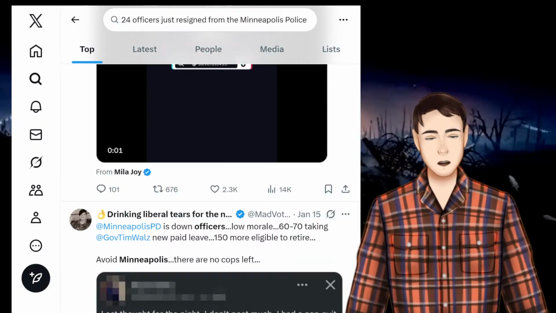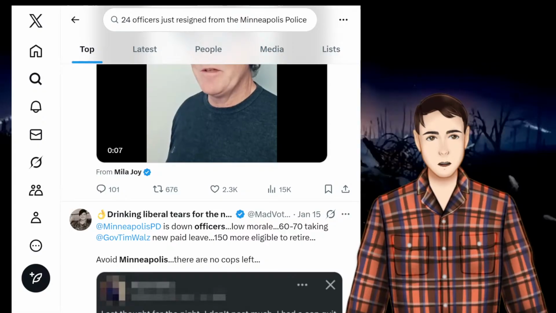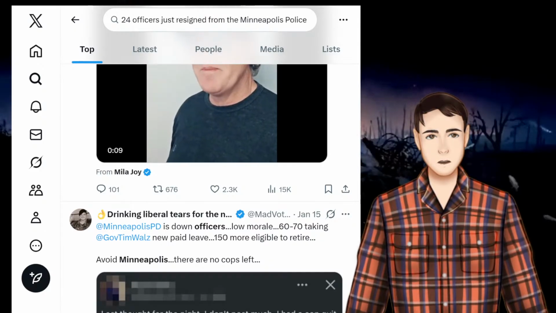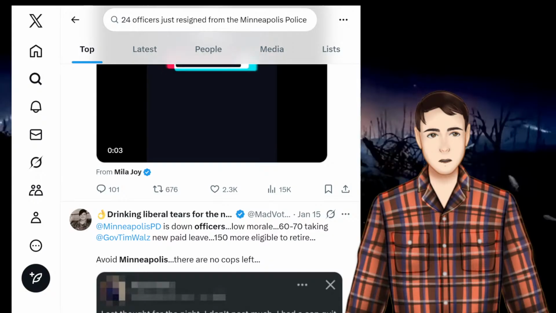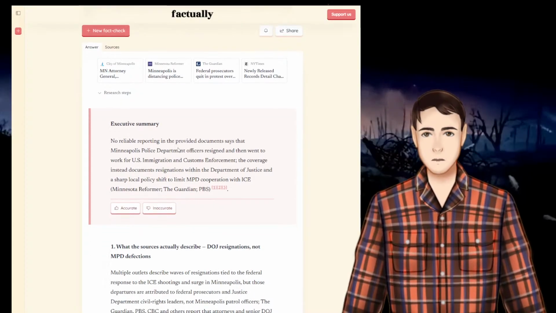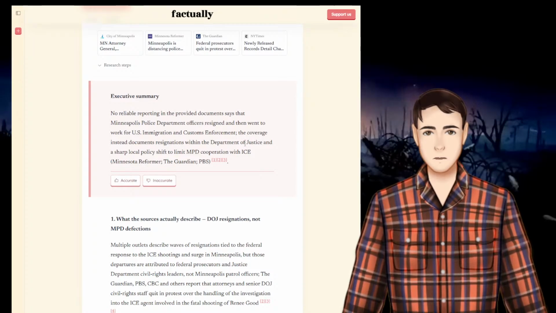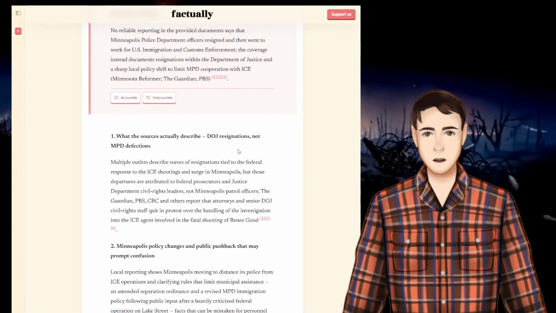I'm hearing about resignations coming from the U.S. Attorney's Office in Minnesota. Oh, some sort of fact-checking website. Oh, god damn it. I didn't mean to do that. Executive summary: no reliable reporting in the provided documents says that Minneapolis Police Department officers resigned and then went to work for U.S. Immigration and Customs Enforcement. The coverage instead documents resignation from the Department of Justice and a sharp local policy shift to limit MPD cooperation with ICE.